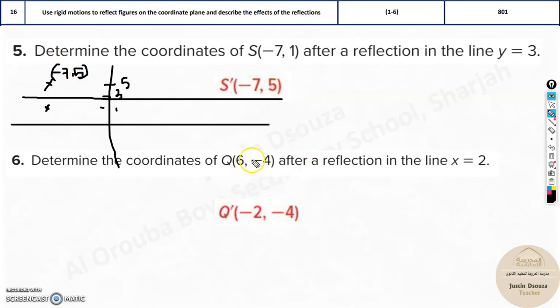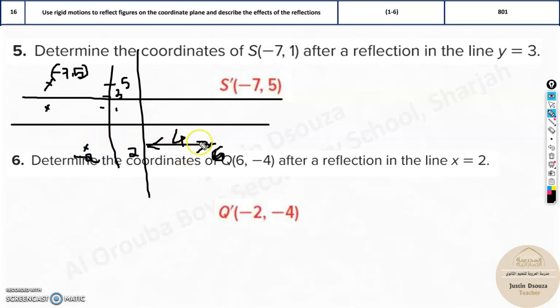Same thing over here. Q is at 6 and minus 4. Imagine 6 and minus 4 is over here, and along x equals 2. So how much is the difference over here? You need to look into the difference. This is positive 2. This is 6. So 4 units till 6, right? There is 4 units. So go back by 4: 1, 2, 3, 4, it will be at minus 2.